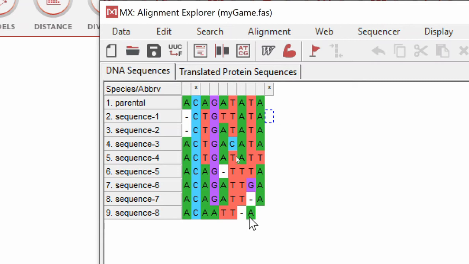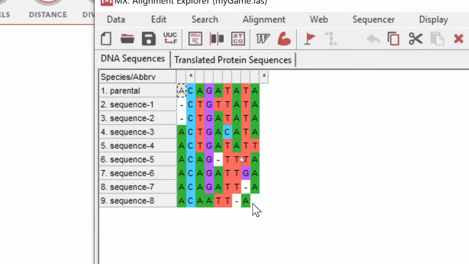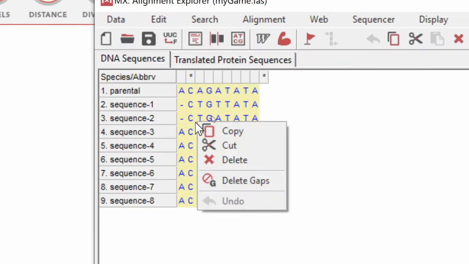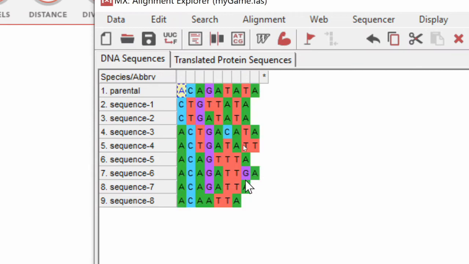However, when we do sequencing, for example using Illumina or any other methods, we can't simply read the gap in the sequence, because there's no gap in the sequence. So in the real one, what we have is this. We have to select, and here there's an option called delete gaps. That is what we usually get out of the sequencing machine.